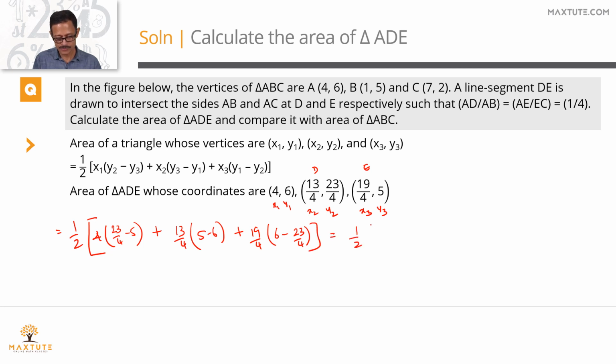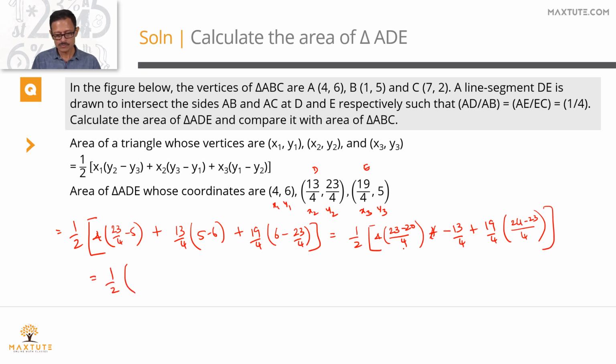This is equal to half into, let's take 4 as a common denominator, 4 into 23 minus 20 divided by 4, plus 5 minus 6 is a minus 1. So let's write it as a minus of 13 by 4, plus 19 by 4, and let's take 4 as a common denominator, which will keep the left hand side as 24, 24 minus 23. This is the area of this triangle.